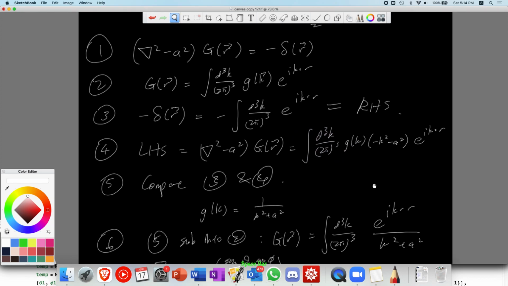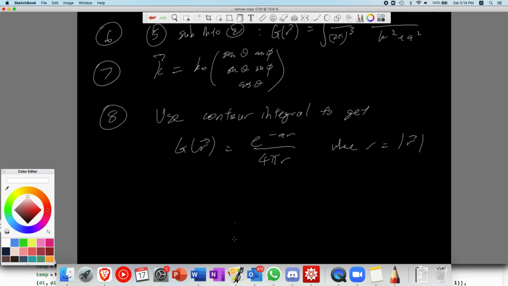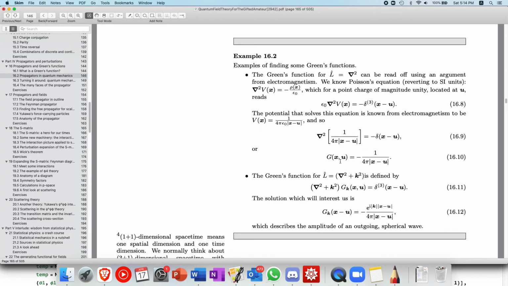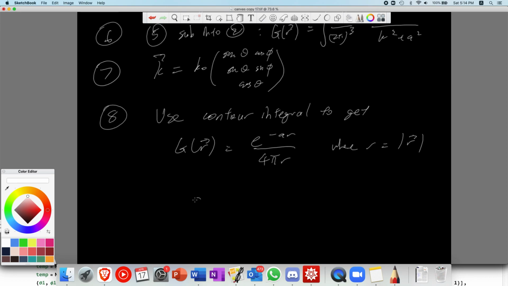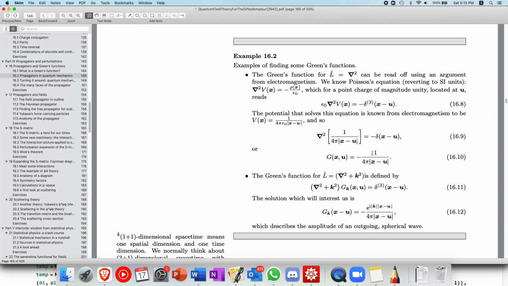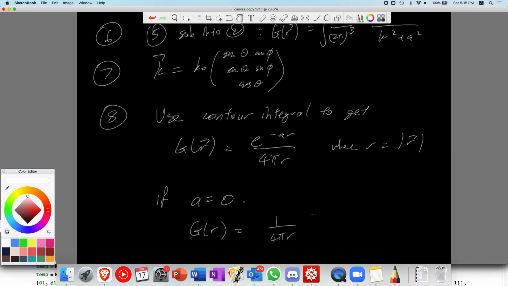this differential operator. And then once again, if you want to link back to this particular passage, we simply substitute a equals 0, then g of r equals 1 over 4 pi r, and that is in fact the Green's function that we are desiring.